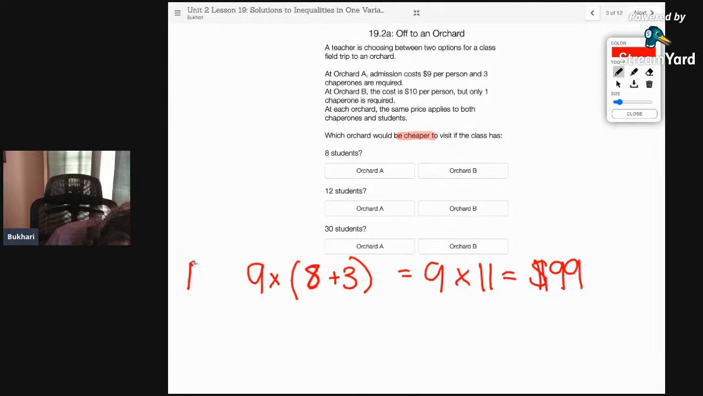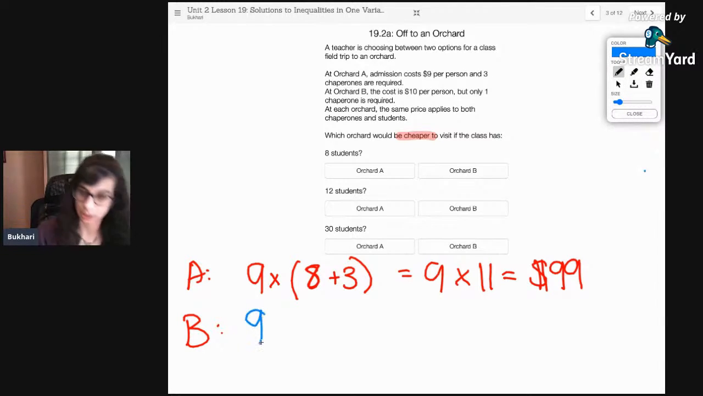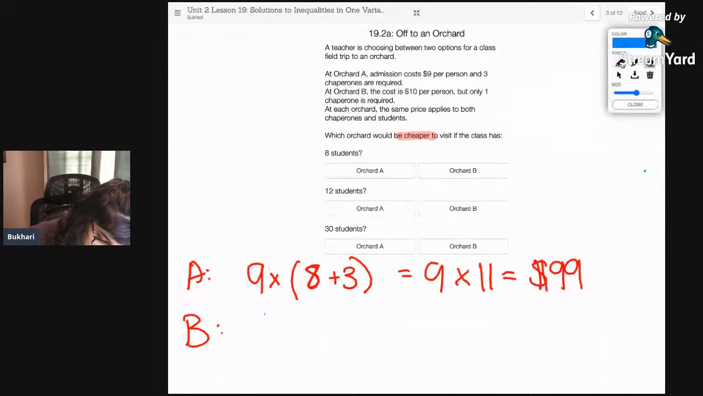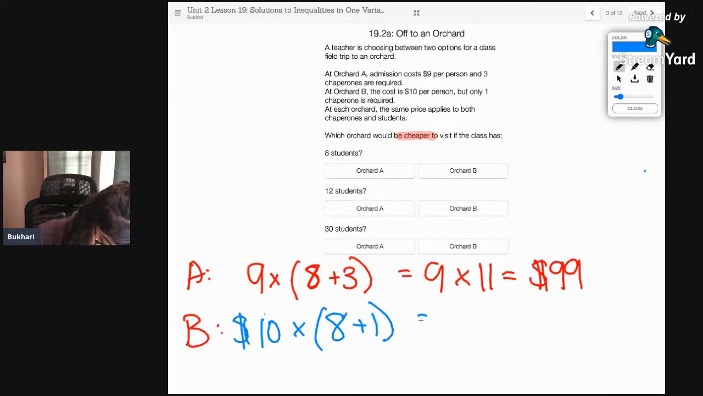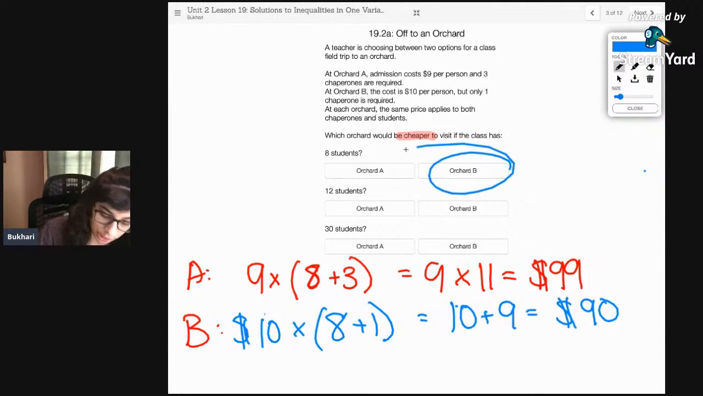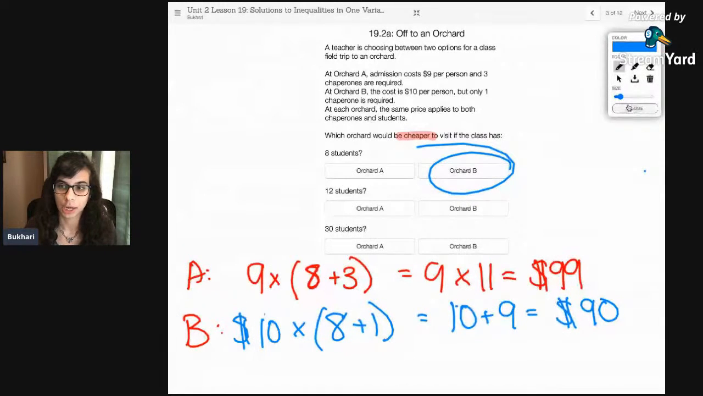And Orchard B, right, this was for A. For Orchard B, you don't even necessarily have to create your full equation yet, or generalize it. I'm just saying the cost here is $10 per person, multiplied by how many people do we have? We have 8 students plus that 1 chaperone, which gives me 10 times 9, which gives me $90. So in fact, I know that Orchard B would be cheaper in this scenario. Try to see what's going to happen when you have 12 students and when you have 30 students. Which becomes cheaper as you go along?